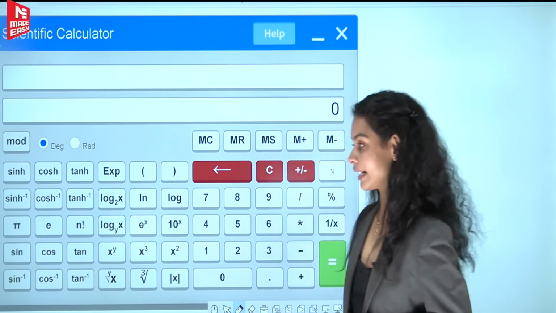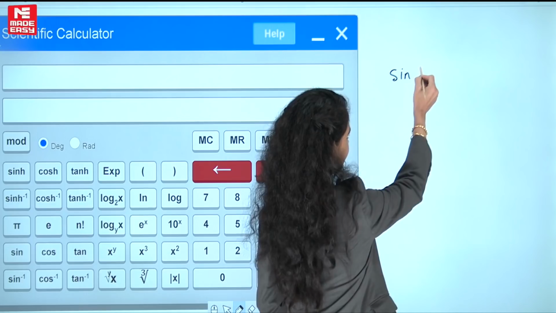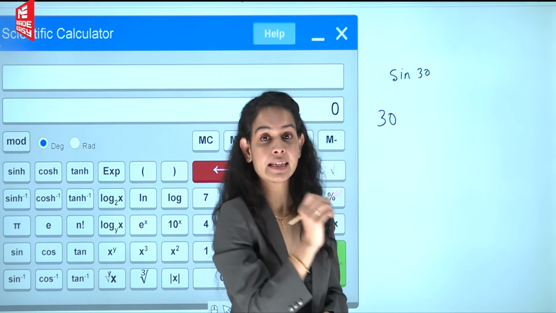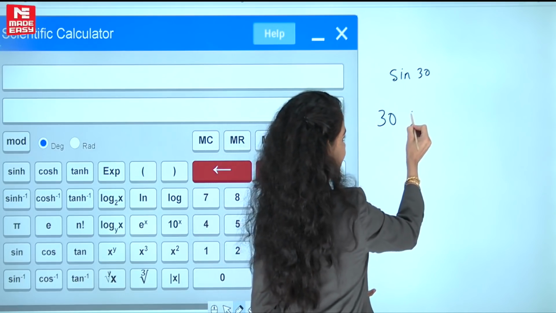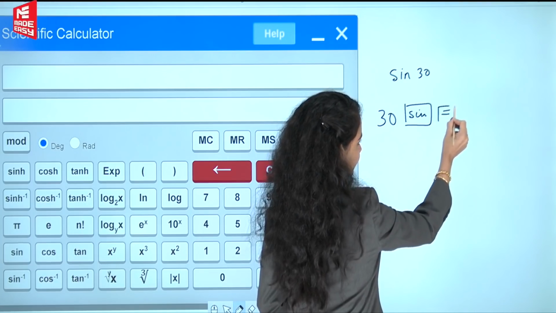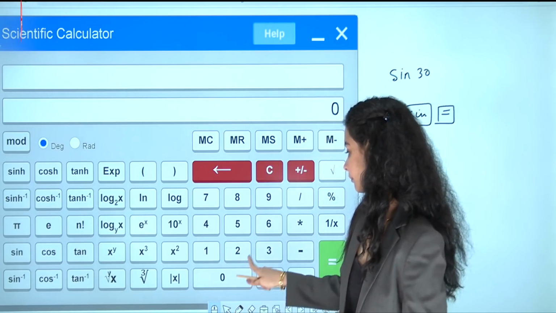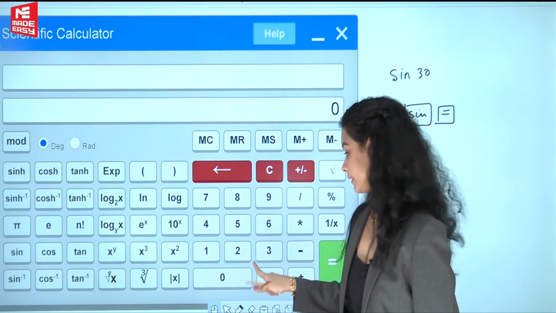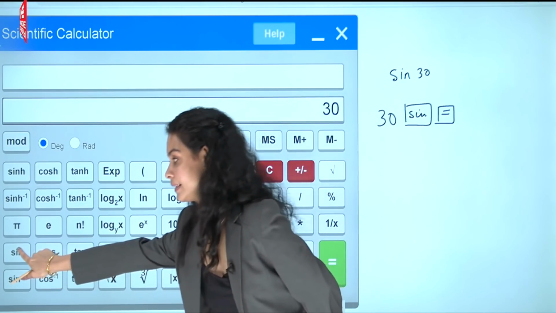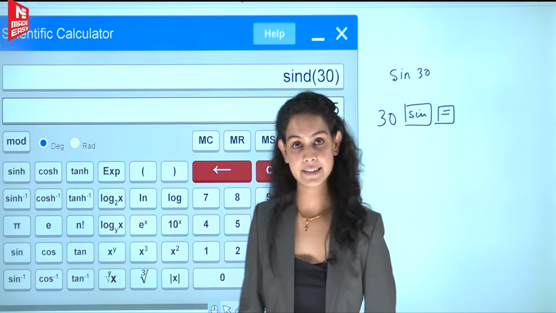Let's say you want to calculate sin 30. So first you will have to enter the value of x, which is 30. Then you have to press the function tab, which is sin here, and then press equal to. So let us perform this on this calculator. The value of x here was 30. So first enter 30, then the function tab, which is sin, press sin, and then you press equal to. There you get your answer.